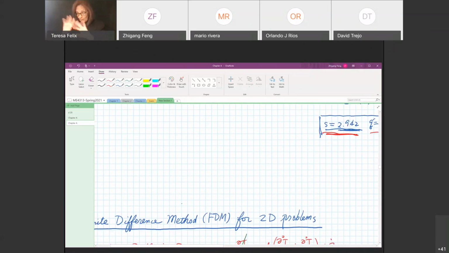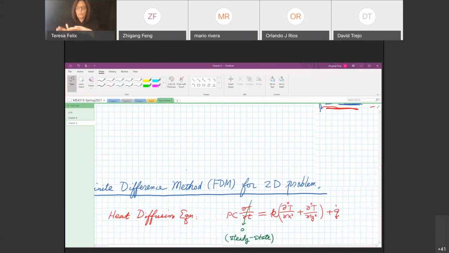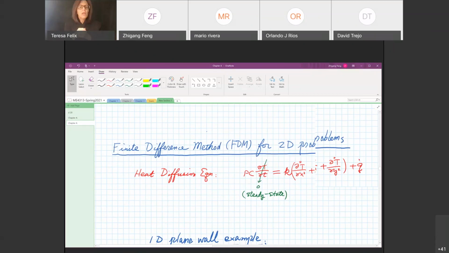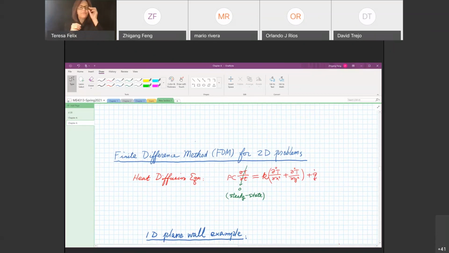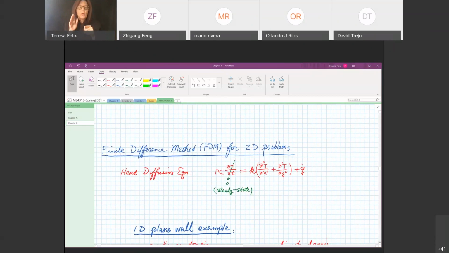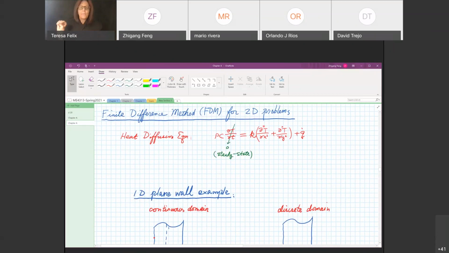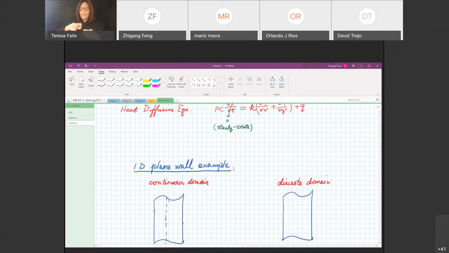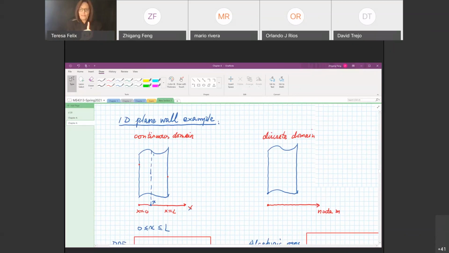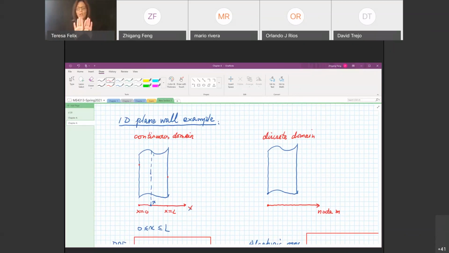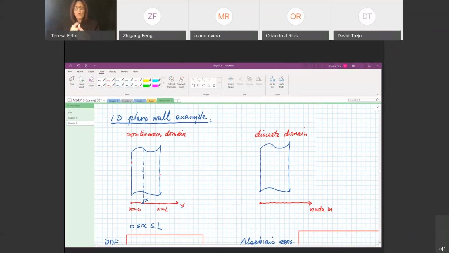So now let's switch to the numerical method, which we will only focus on one of the numerical methods. It's called the finite difference method. It's for 2D problems, but I will start with a 1D example. I'm going to use a plane wall to introduce the finite difference method process. Okay, so let's start with a 1D plane wall example, a very simple example.